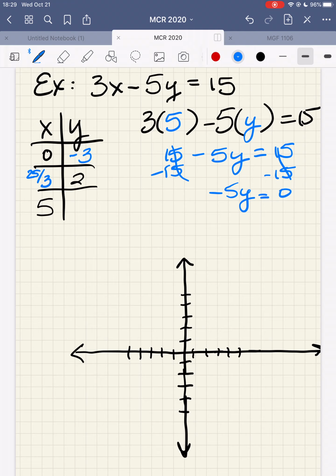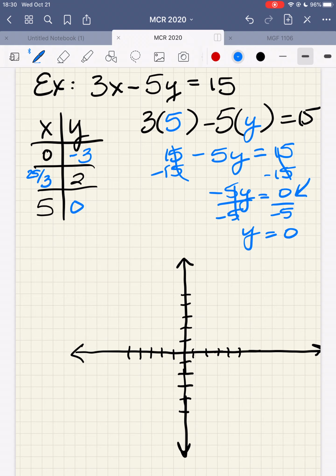And if I recognize this here, I realize that the only way to get 0 is to multiply negative 5 times a 0. But if I don't see that, I can divide both sides by negative 5. And 0 in the numerator of a fraction gives me 0. So y is equal to 0. And 0 will go here.